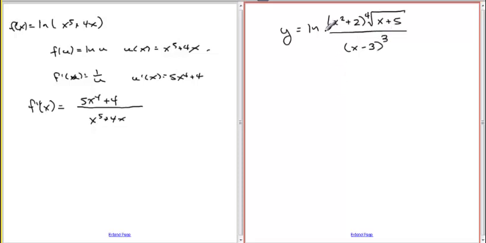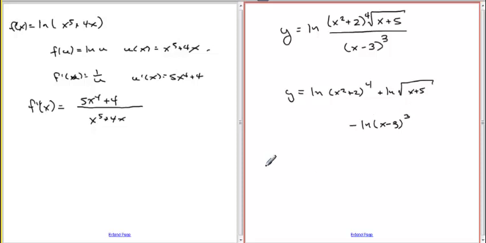Like that. So we start with the natural log, but it's not just the natural log of one thing. It's got all these terms. So you use the properties of logarithms to break this apart before you take the derivative. So I've got this multiplied by that, divided by that. So you get the natural log of x squared plus 2 to the 4th plus the natural log of the square root of x plus 5 minus, because this is in the denominator, the natural log of x minus 3 cubed.